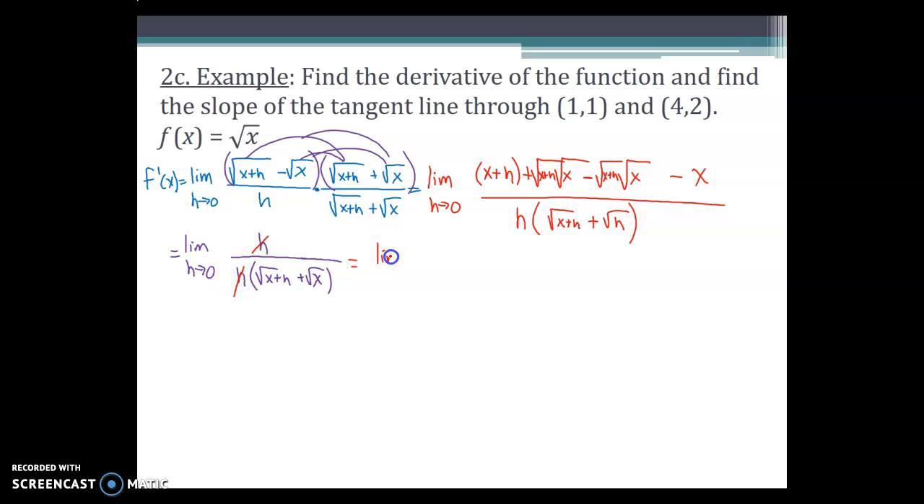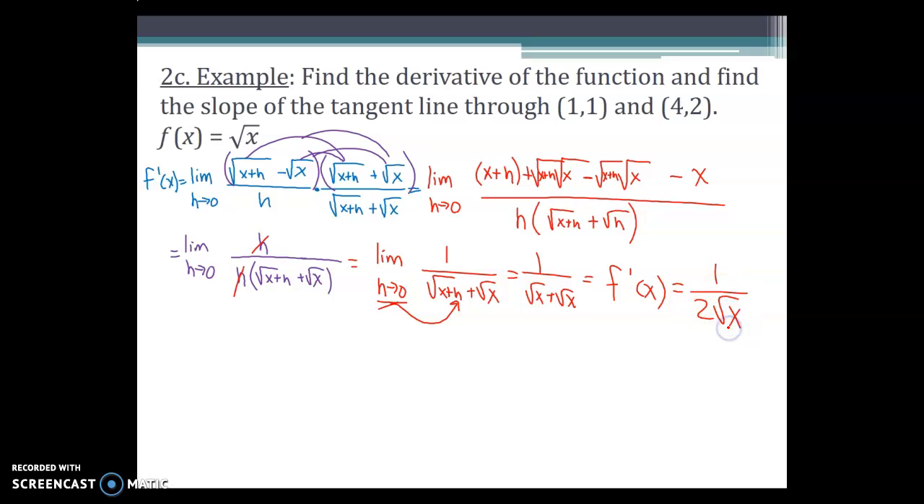So you're left with the limit as h goes to 0 of 1 over square root of x plus h plus the square root of x. Stick that h equals 0 in there, and we get 1 over the square root of x plus the square root of x. Anything plus itself is 2 of those things. So the derivative is 1 over 2 root x. Let's use it to find the slope of two tangent lines.